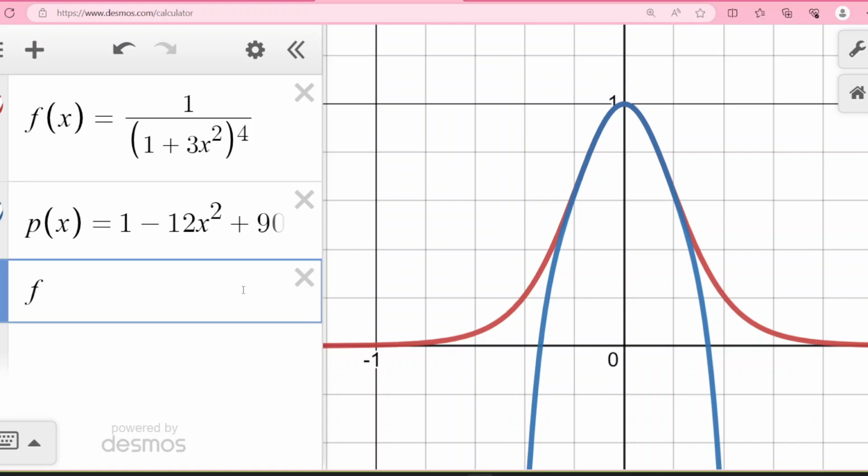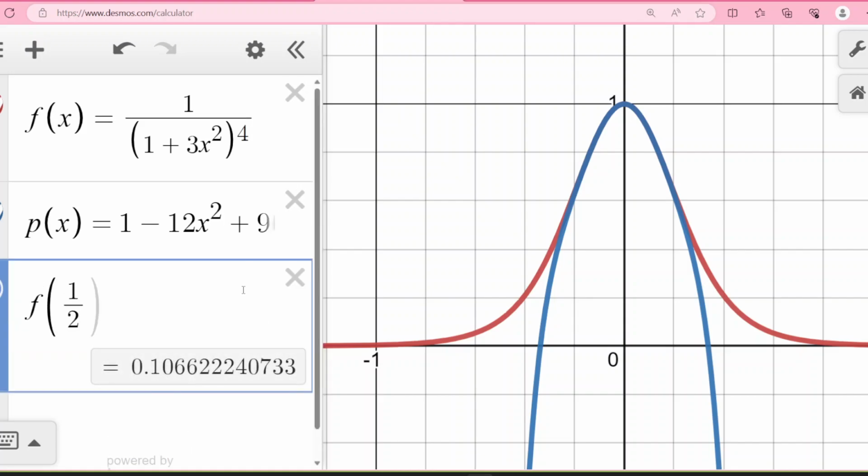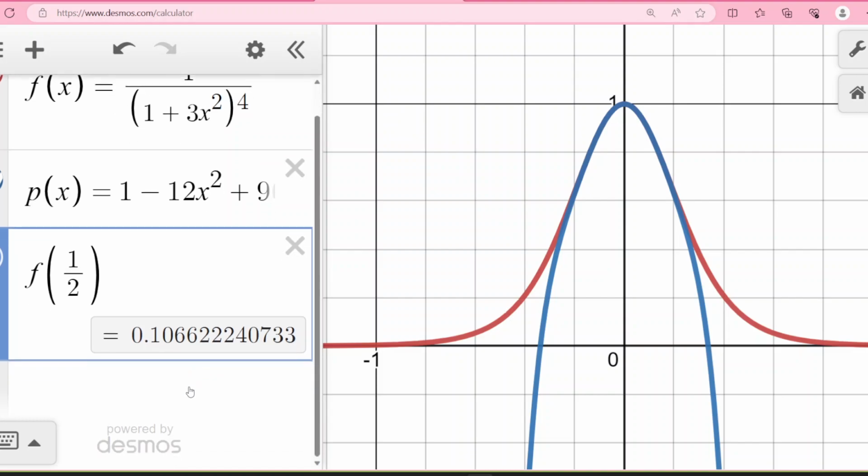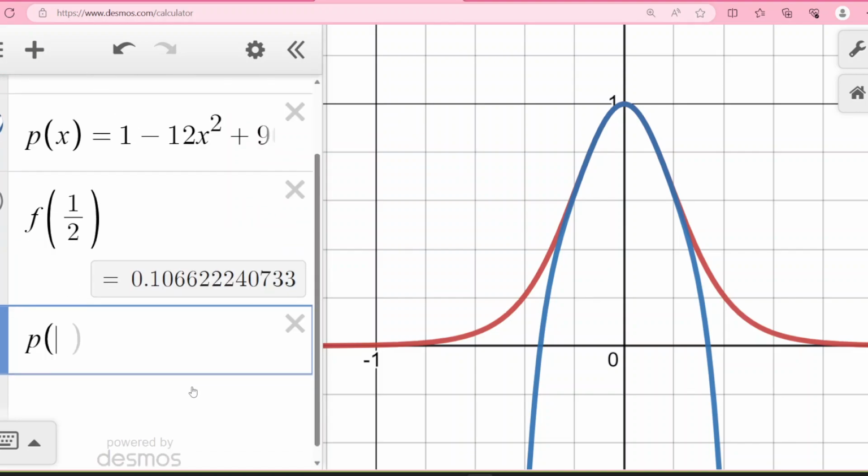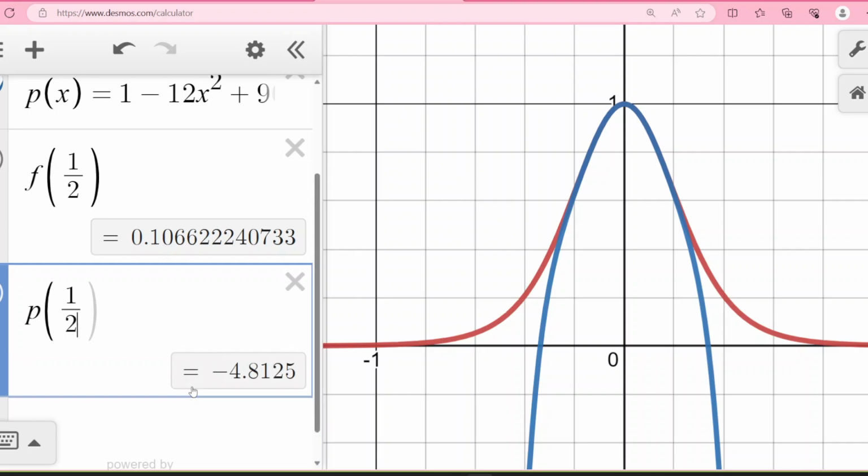Now here's the actual value of the function at a half. When I plug in a half, there's the actual value of 1 divided by 7/4 to the 4th. Now look at our polynomial at a half. And that's actually quite a bit off, right? Because a half is here, so my cursor's floating.